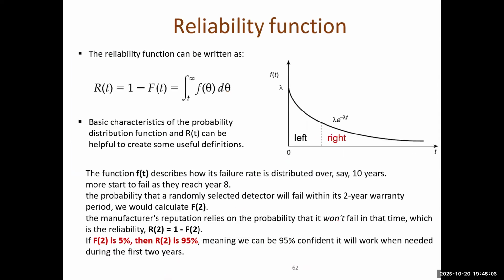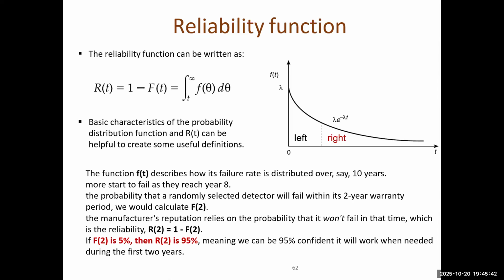But if we consider the reliability function, what will it be? The reliability function can be written as R(t) equal to 1 minus capital F(t). That will give us our reliability function. And it is the area under the curve on the right side. So it can also be calculated by using the integral of f(θ) from t to infinity.